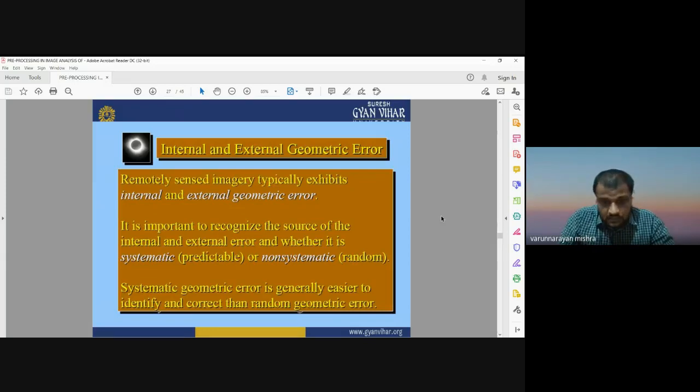So geometric errors may be internal or external type errors. They may be systematic or non-systematic. We can also call them predictable and non-predictable, or random errors. Systematic geometric errors are generally easier to identify, and we can easily correct them in comparison to the random geometric errors.